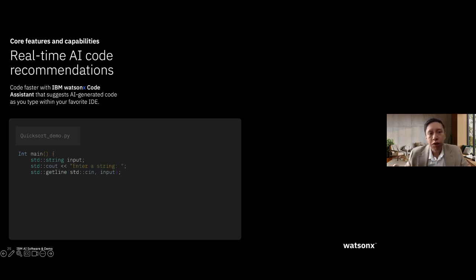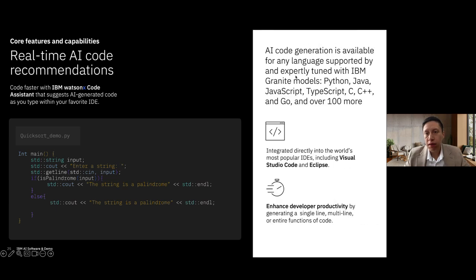So the first step is these real-time AI code recommendations, so that you can code faster with WCA, Watsonx Code Assistant, which suggests AI-generated code as you type within your favorite IDE: VS Code, Eclipse, and coming soon IntelliJ. You're able to do that in Python, Java, JavaScript, TypeScript, C, C++, and Go as our tier 1 programming languages. But there are hundreds more you can access.